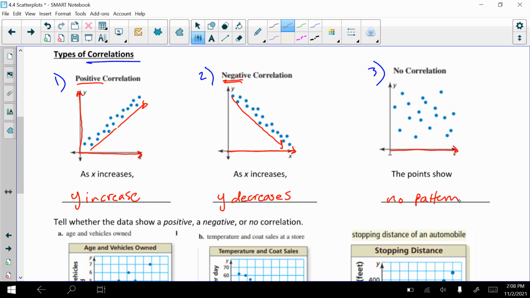They're not really going up. They're not really going down. Make sure I know how to spell pattern here. They show no pattern. That would mean that I have no correlation. They're not going up. They're not going down. There's no way to relate the data.